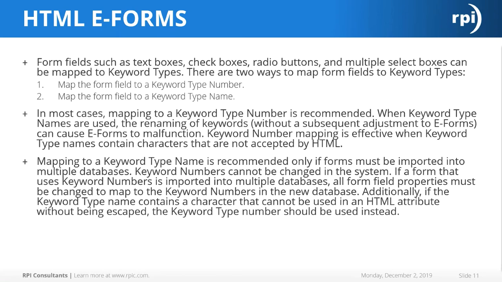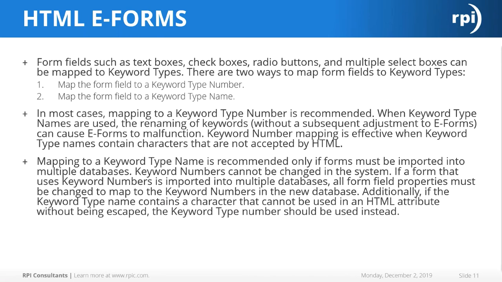Form fields such as text boxes, checkboxes, radio buttons, and multiple select boxes can all be mapped to keyword types. And there are two ways to map the form fields to those keyword types. You can map the form field to a keyword type number, or you can map the form field to a keyword type name.